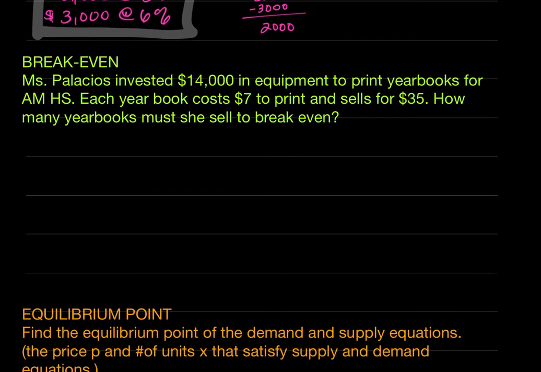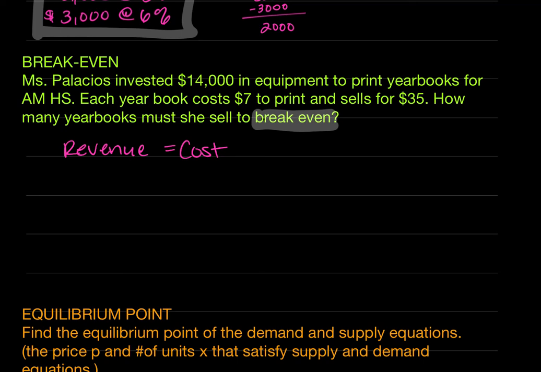Then came break even. Ms. Palacios invested $14,000 in equipment to print yearbooks for Archbishop McCarthy High School. Each yearbook costs $7 to print and sells for $35. These are cheap yearbooks. How many yearbooks must she sell to break even? For break even, we're looking for where revenue equals cost. Sometimes they gave you the revenue and the cost function. Sometimes you had to set it up. So you want to be prepared for both.